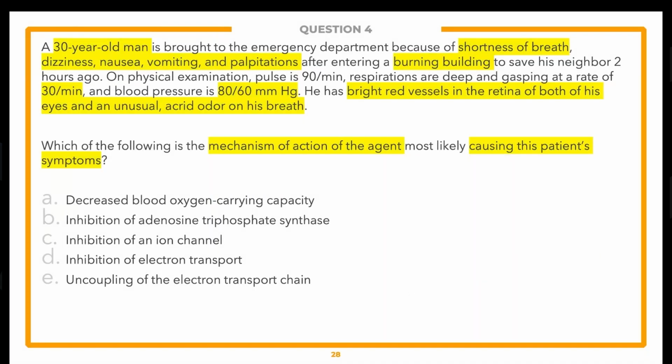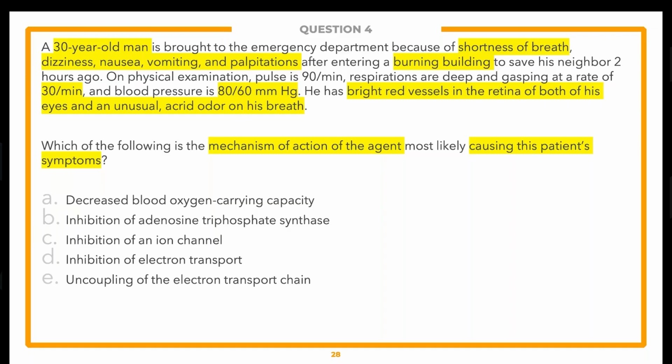All right. Option choice E, uncoupling of the electron transport chain. Option choice D, inhibition of the electron transport chain. Option choice C, inhibition of an ion channel. Option choice B, inhibition of the adenosine triphosphate synthetase. Option choice A, decreased blood oxygen carrying capacity.